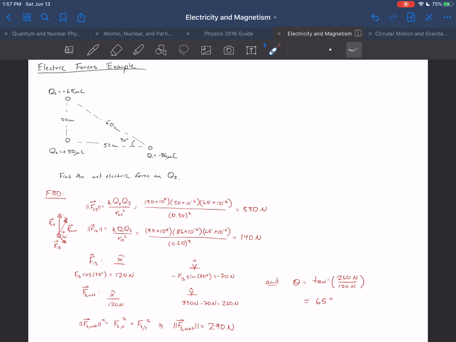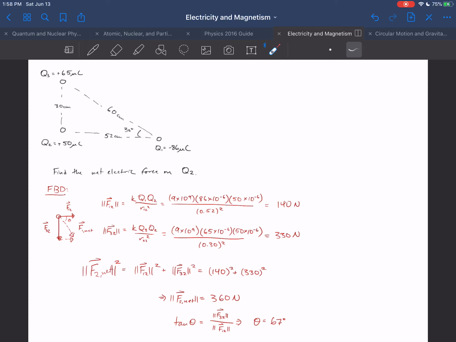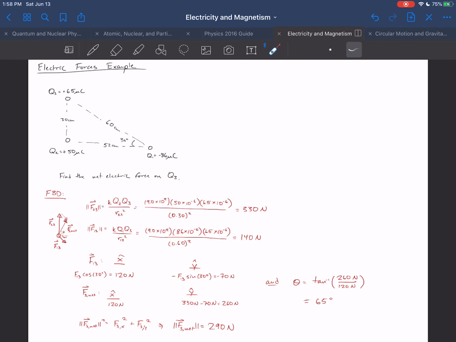Try out this technique on the next couple of examples. So take a piece of paper and try out finding the net electric force on Q2 and Q1. And the example is done out in the notes.